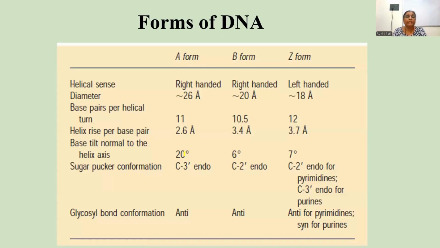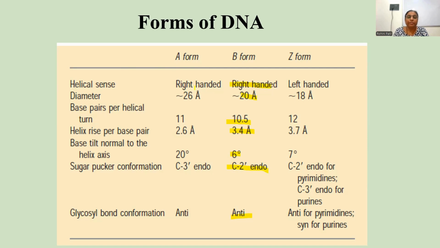Okay, now the next one, forms of the DNA. There are three forms of the DNA: A form, B form, and the Z form. Most of the time the DNA is present in the B form. The helical sense of the B form of the DNA is right-handed. Diameter is 20 angstrom. Base pairs per helix turn is 10.5. Rise per base pair, that is the distance between two bases, is 3.4 angstrom. Helix axis is 6 degrees, sugar pucker conformation is C2 endo, and glycosyl bond conformation is anti in the B form of the DNA. And this B form is the most frequently observed in DNA.